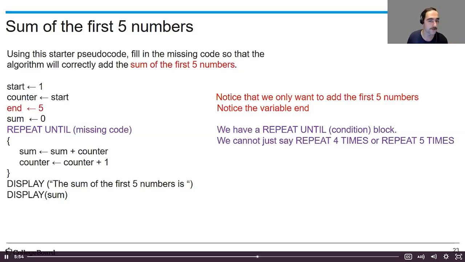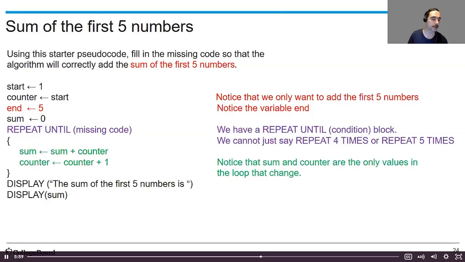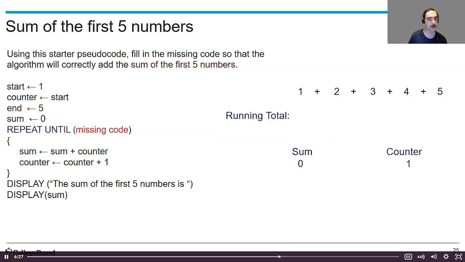Okay, but here's the first clue. We want the sum of the first 5 numbers, and end is 5. All right, the next clue is that sum and counter are the only values changing within the loop. So that means that the condition would have to involve either sum or counter, because the start and end values never change. So using those clues about the end value and about sum and counter, let's work through this and see if we can figure out what that missing condition is.